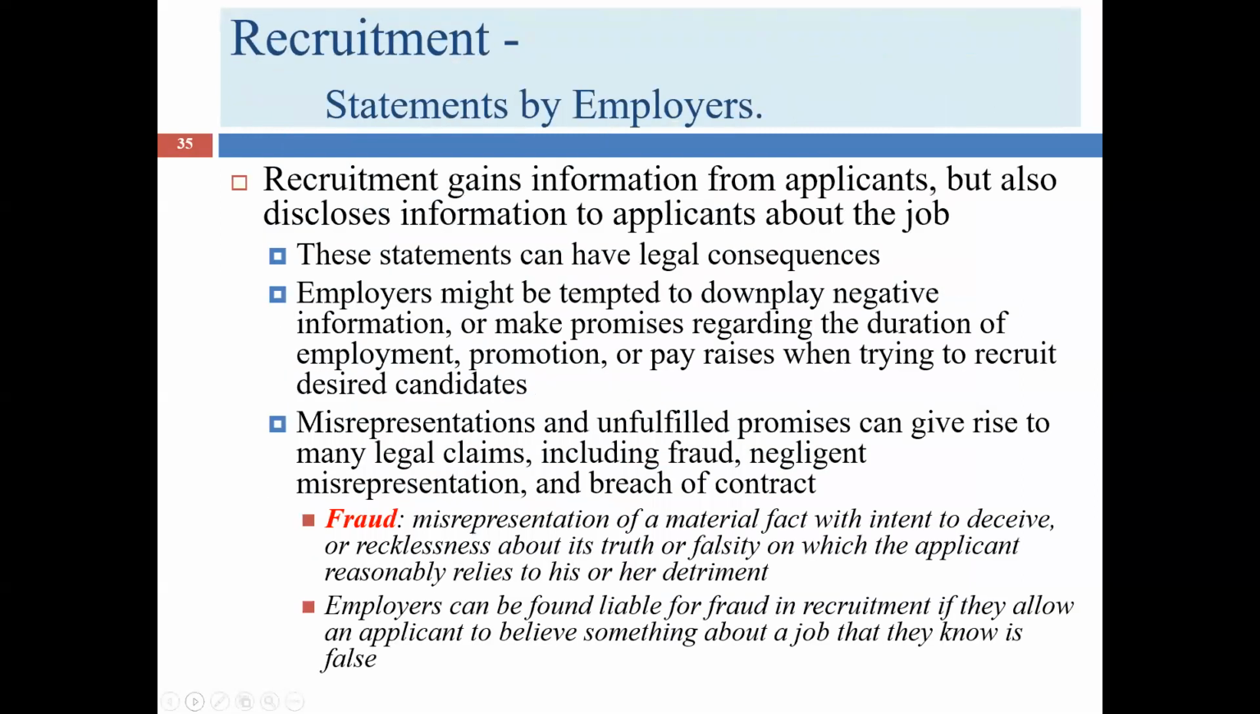Okay, let's think about statements by employers. We talked before about how the recruitment process is really the exchange of information. The applicant is giving information to the employer, and the employer is giving information to the applicant. We've been focusing on the information that the employer is getting from the applicant, but again, there's that flow back too, and that can sometimes be problematic.